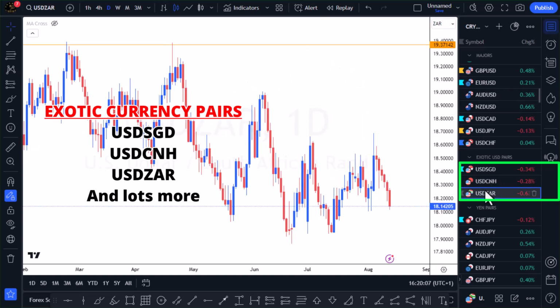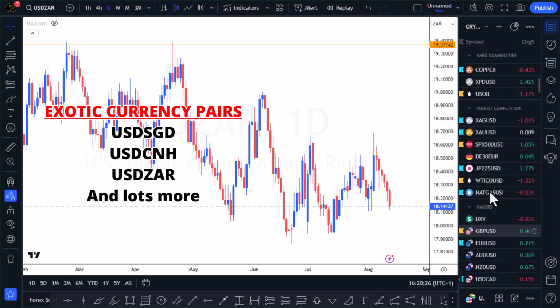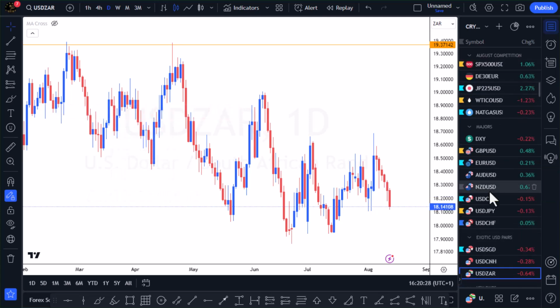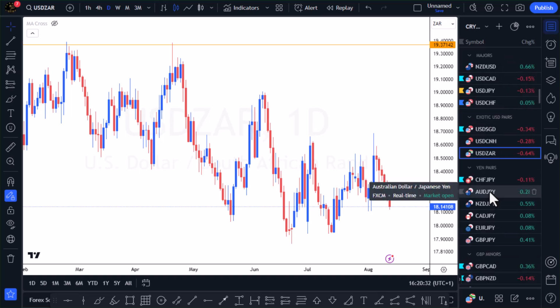We have lots more exotic currency pairs, but I focus majorly on the USD Singaporean dollar, USD Chinese yuan, and USD South African rand because they are the most liquid currencies in the exotic currency pairs, right? So as a beginner trader, I advise you to stick with the majors. Once you have mastered the majors, then you can proceed further to the minors, and then later you can proceed on to the exotic currency pairs.